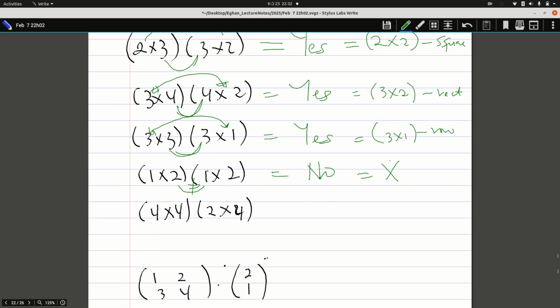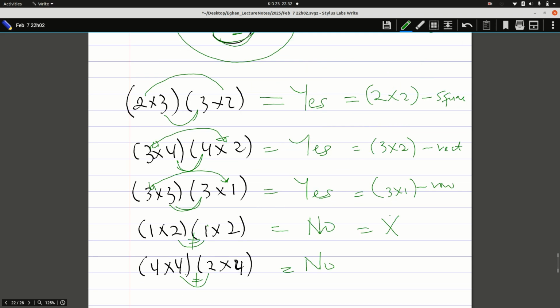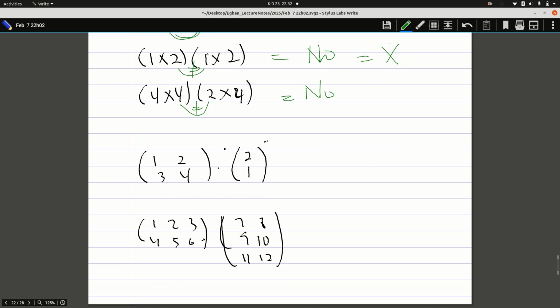Can I multiply this? Another big no, because these inner dimensions are not equal. So that is how beautiful and easy matrix multiplication is. Just check the inner dimensions. Okay, so let's take a quick example here.